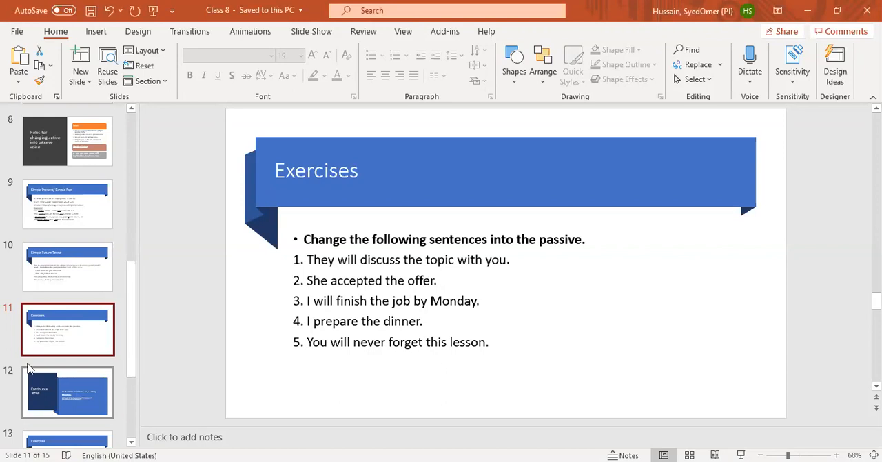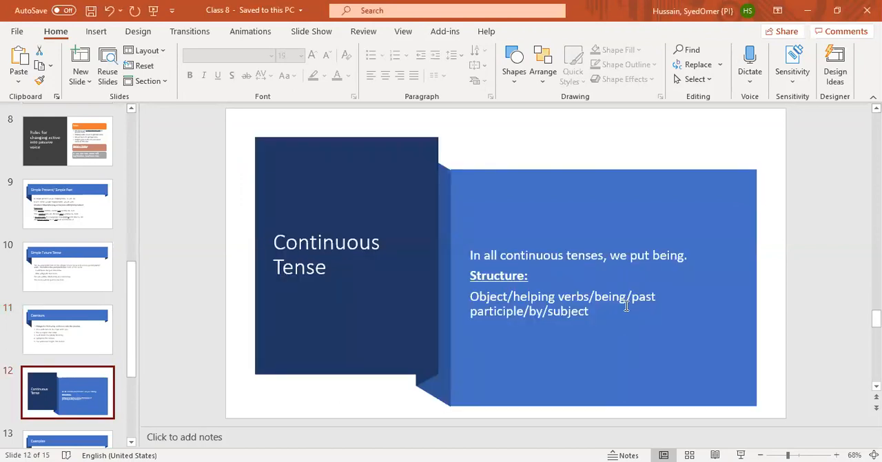Now we come to continuous tense. Now students, in continuous tense, all the rules remain the same. Means the structure remains the same. Everything remains the same. Helping verb remains the same.